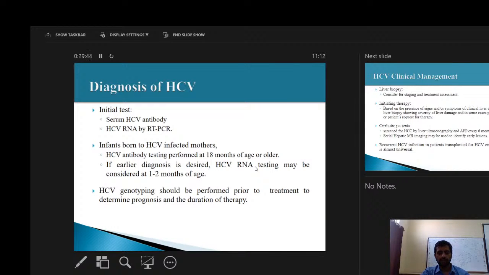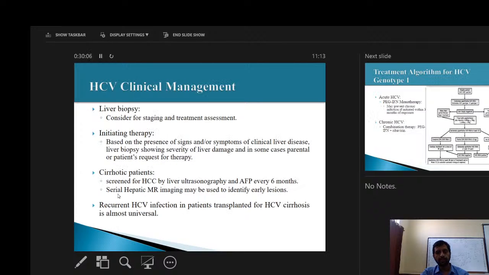So what is the test? There is no specific antigen. You do an anti-HCV antibody test. You detect the antibody in the blood. Even though the antibody is present, you are very sure that the infection is also present because the infection never resolves. Just checking antibody is enough. Coming to HCV RNA, you can also detect RNA by the PCR reaction. Genotyping should be performed because there is different treatment for different genotypes.